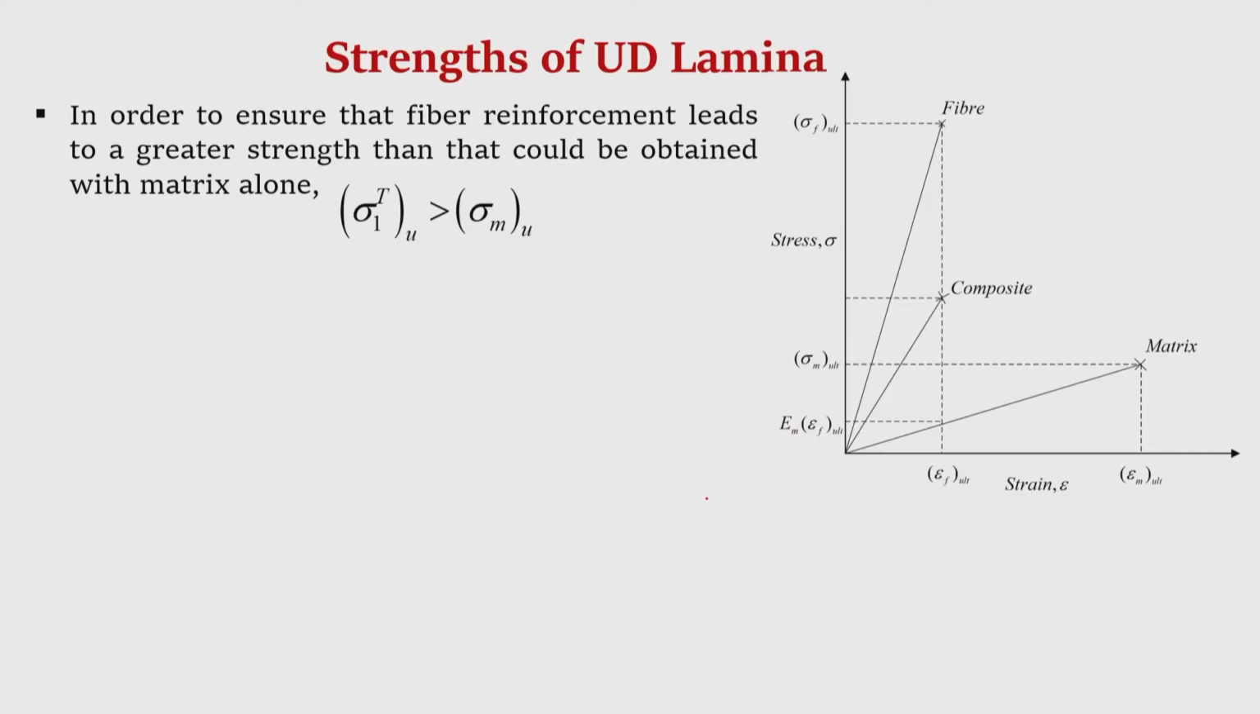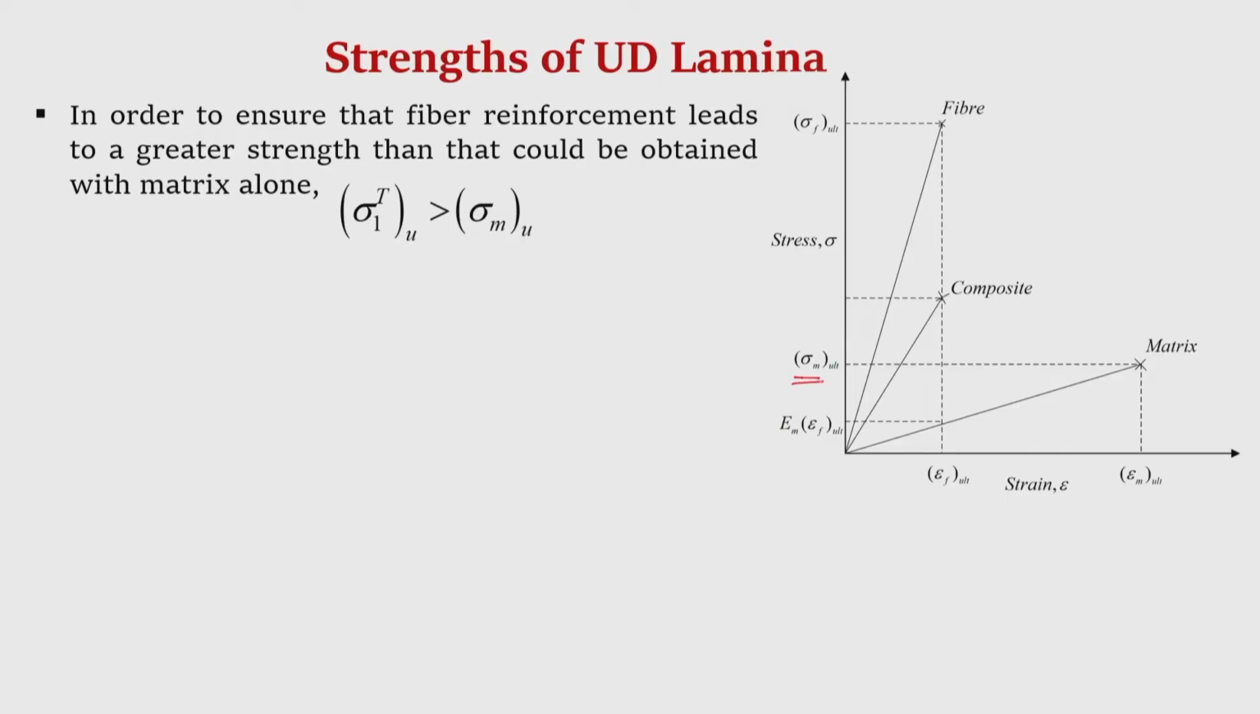Now, let us understand that the objective of adding fibers is that the strength of the lamina is more than that of the matrix. Suppose there is no fiber. So, the matrix ultimate tensile strength is, look at this stress strain curve, sigma m u. Now, as we add fibers to it, it is expected that the strength of the lamina will be more than that of the matrix.